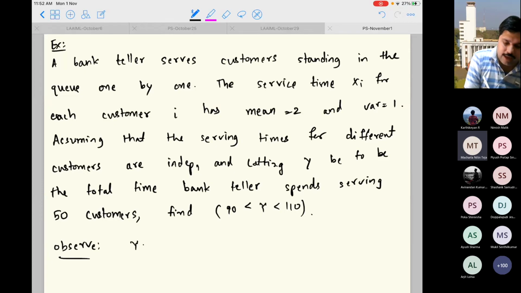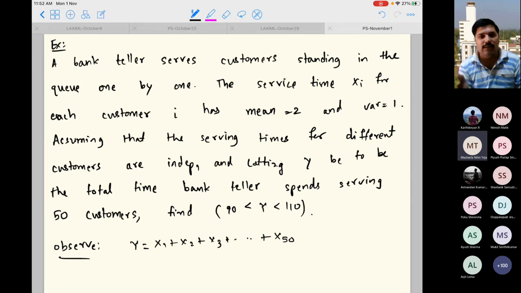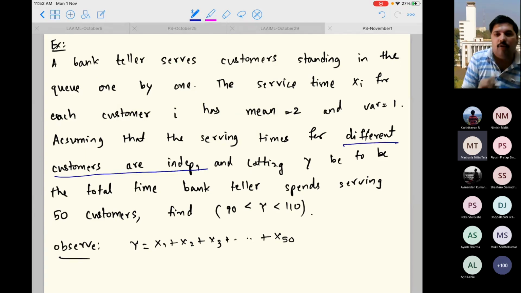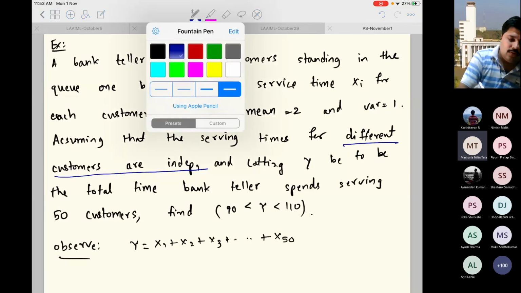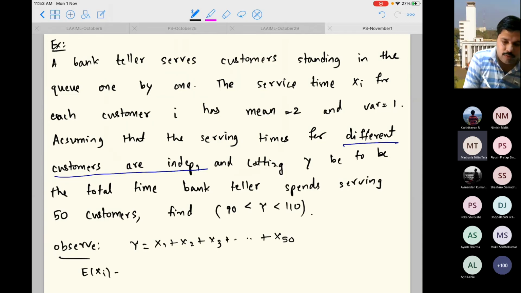What is clear? Y, the serving time for 50 people by the bank teller, is actually the sum x1 plus x2 plus x3 up to x50. Do you all agree that this is what is there? And these xi's are independent, because we assumed serving times for different customers are independent. They all have the same mean: expectation of xi is equal to 2 and variance of xi is equal to 1, and the xi's are independent.